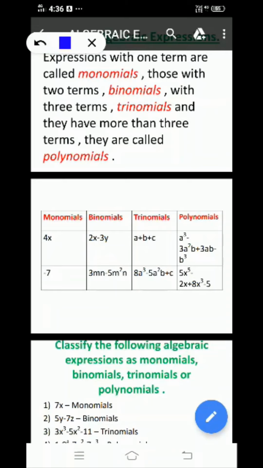Trinomial means three terms are contained. Here 8a cube minus 5a square b plus c means there are three terms. 8a cube is one term, 5a square b is the second term, and c is the third term. It is called a trinomial. Polynomial means more than three terms. See here, a cube is one term, 3a square b second term, 3ab third term, and b cube is the fourth term. If there are more than three terms, then it is called a polynomial. Understood? This is very easy.